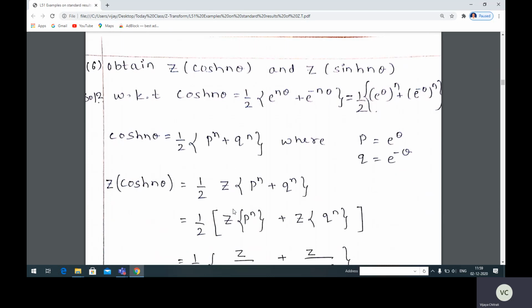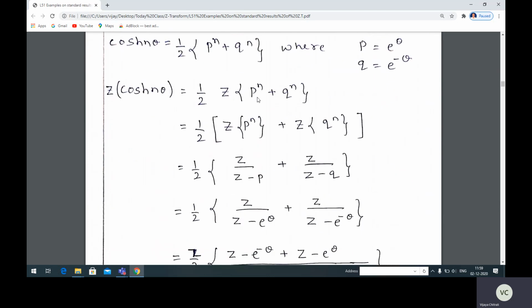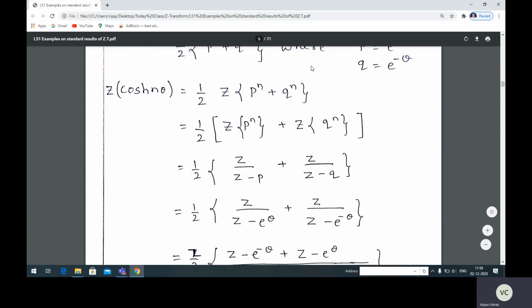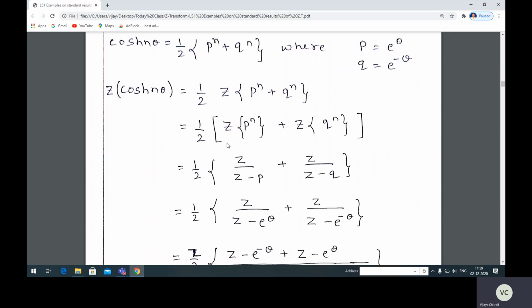Now the Z transform of cos hyperbolic n theta is equal to the Z transform of (p raised to n plus q raised to n). So apply the linearity property: apply the Z transform to both terms separately. We get 1 upon 2 (Z transform of p raised to n plus Z transform of q raised to n). We know this standard result: Z transform of a raised to n is Z divided by (Z minus a). In place of a we have p. So 1 by 2 (Z divided by (Z minus p) plus Z divided by (Z minus q)), because the Z transform of q raised to n is Z divided by (Z minus q).